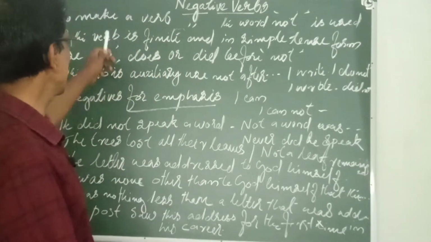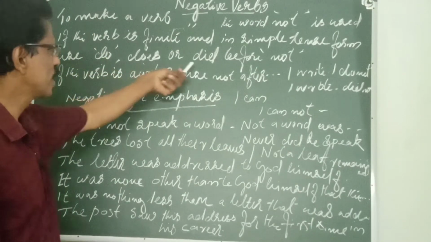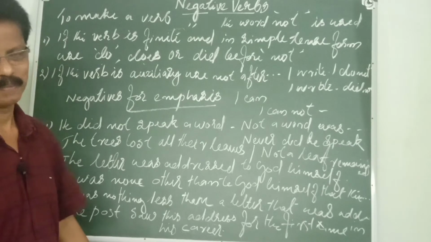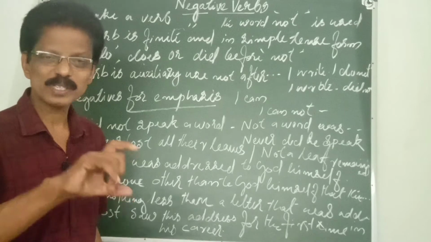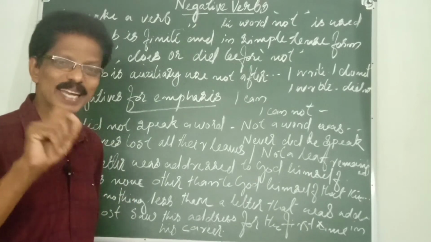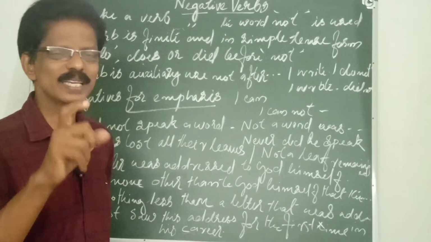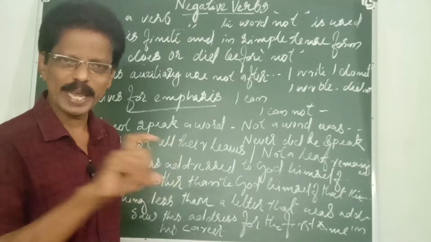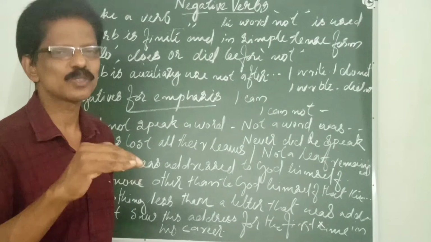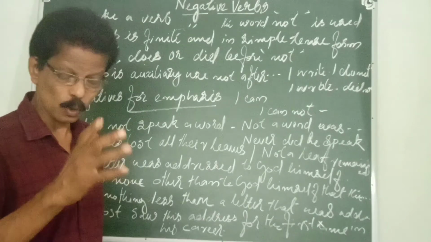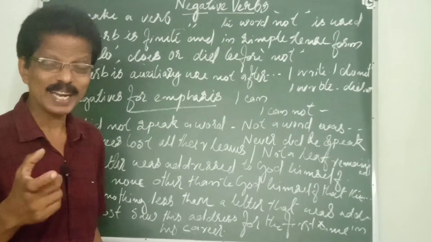So, if the verb is finite and in simple tense form, you have to use do, does or did before not. I study hard, I do not study. Study means present simple. He studies very well, he does not study. Singular means does: do plus es, does. We study, we do not study. Into past, I studied, I did not study. I said, I am sorry, past simple V2. I studied, I did not study.